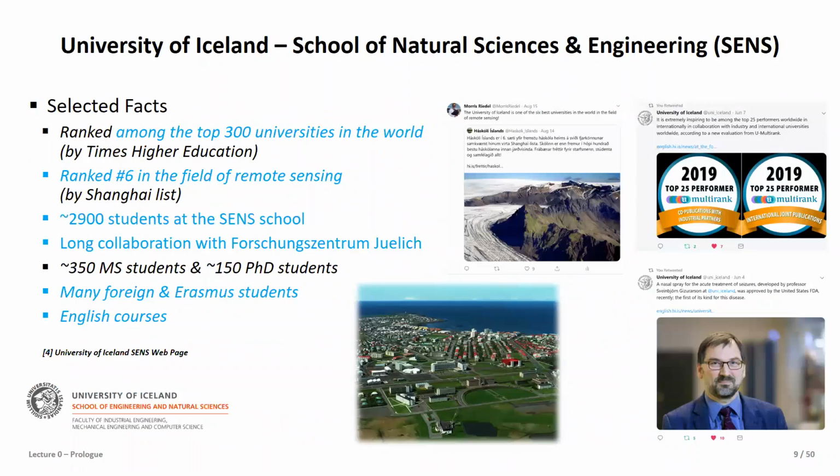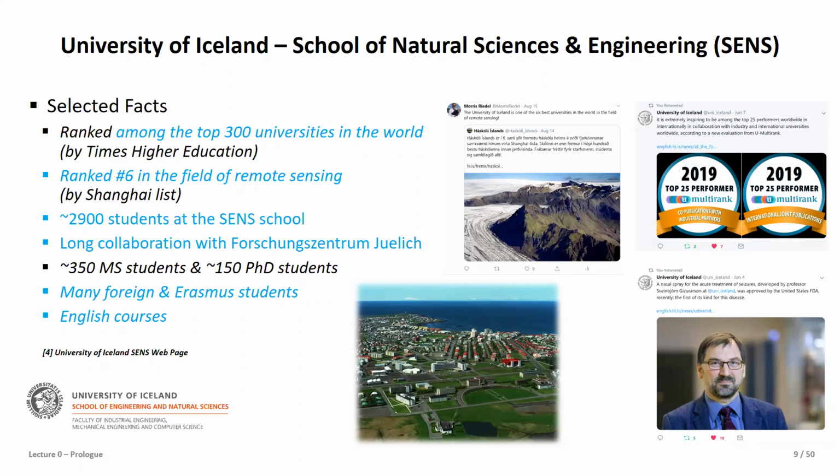Of course, the University of Iceland has also gained your interest, otherwise you would not be a student here, I assume. Hence, some information and facts about it. For us, it's very interesting that it's ranked number 6 in the field of remote sensing. That's a field where we are also actively publishing. You see, we have lots of different students also from Erasmus Mundus. We have English courses here, but of course we also have several Icelandic courses.